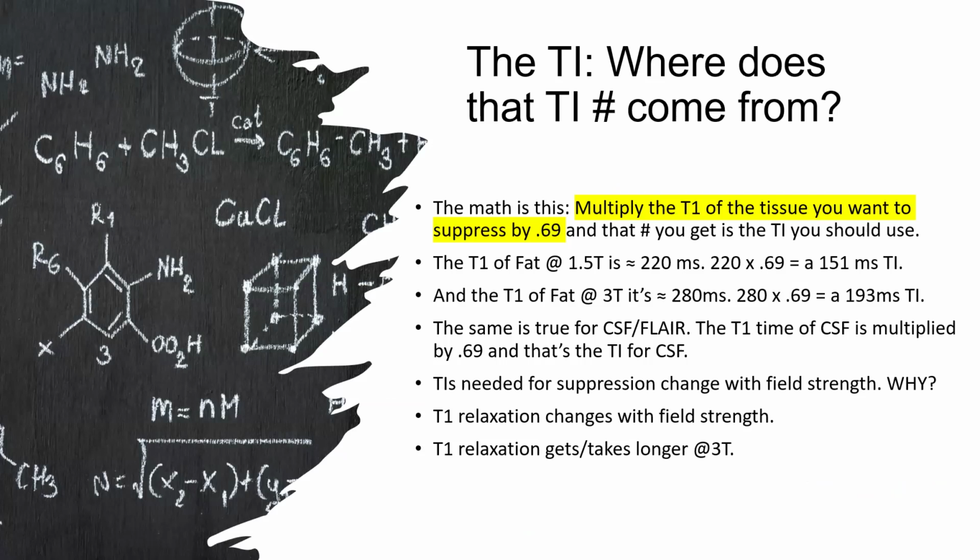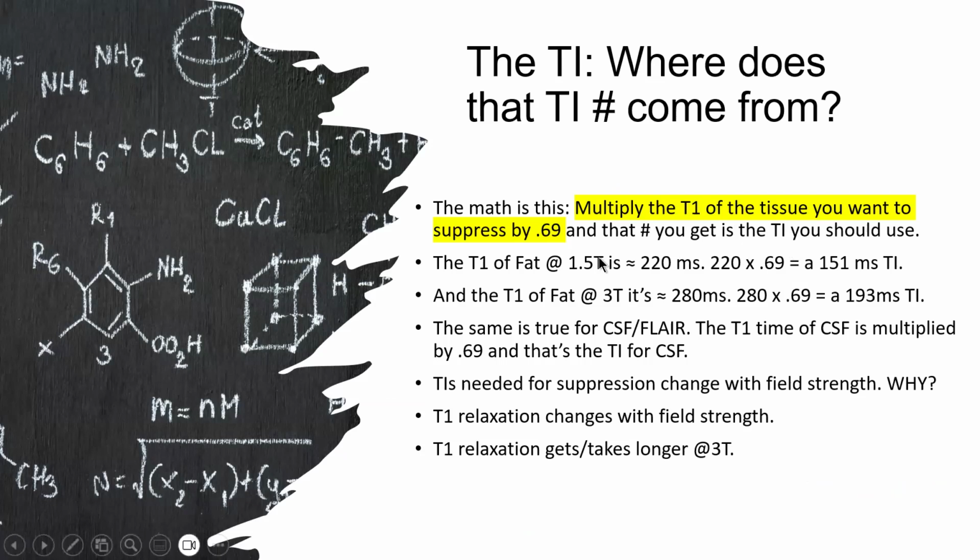They love to ask this question as well. What TI do I use? Well, what tissue do you want to suppress? If you multiply the T1 of a tissue by 0.69 or 69%, that number you get will be the TI to use, and you'll suppress that tissue.